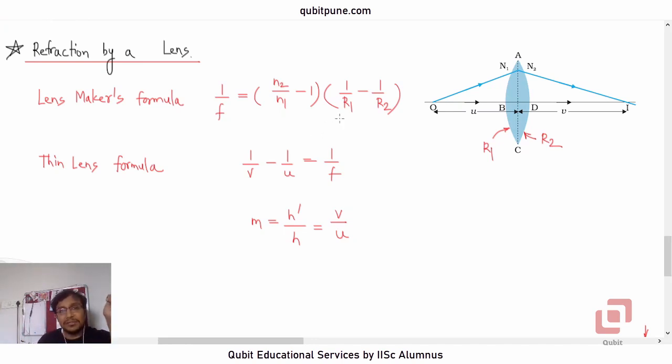Next, the thin lens formula. The thin lens formula is a mirror-like formula. In the mirror equation, we have 1 upon v plus 1 upon u equal to 1 upon f. For a lens, it is 1 upon v minus 1 upon u equal to 1 upon f. And the magnification, same notation, h prime upon h, is v by u for a thin lens. For mirrors, if you remember, it is negative of v by u, but for a thin lens it is just v by u.